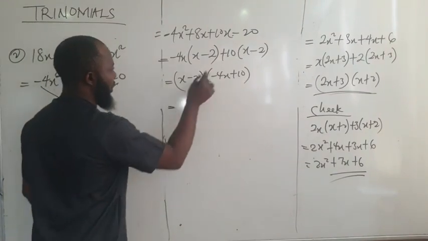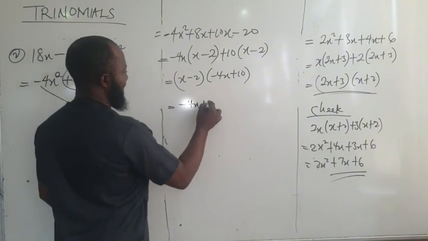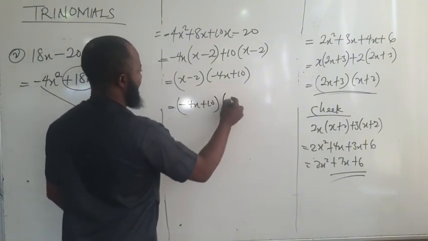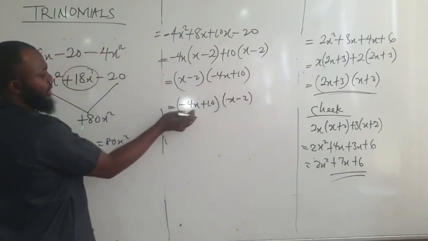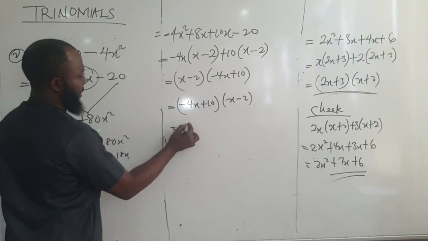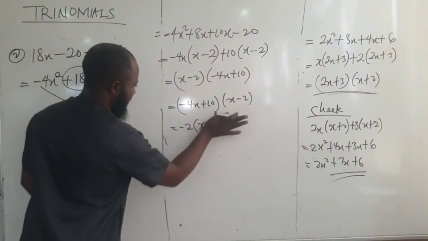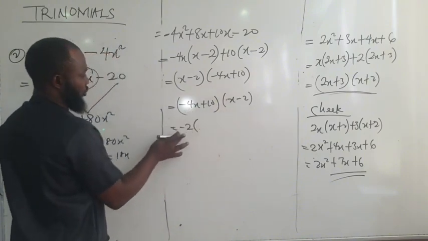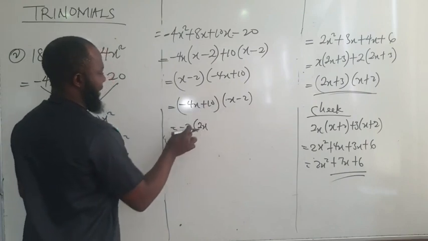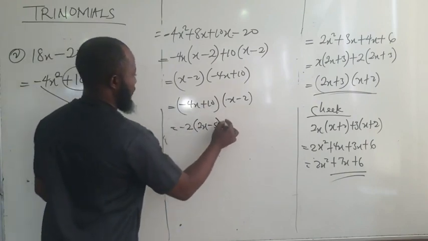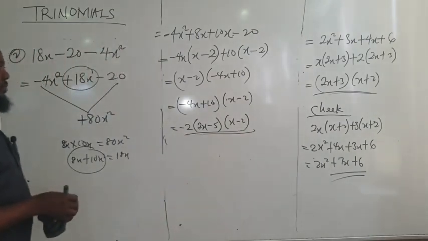In that case, we factorize, we can bring this one to the front and do a minus 4x plus 10. We close it, then we have x minus 2. So what is common to this and this is minus 2, right? Then x minus 2. 4x divided by minus 2 will give us 2x. Then 10 divided by minus 2 will give us minus 5. So then we put this one outside x minus 2. So we have it this way.